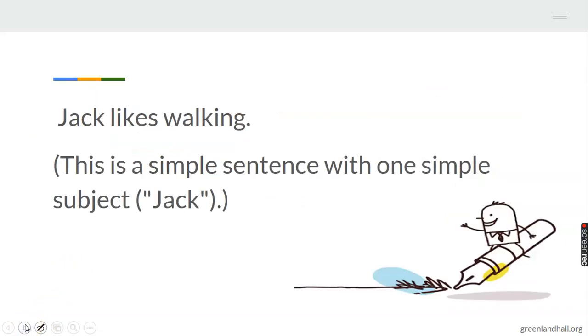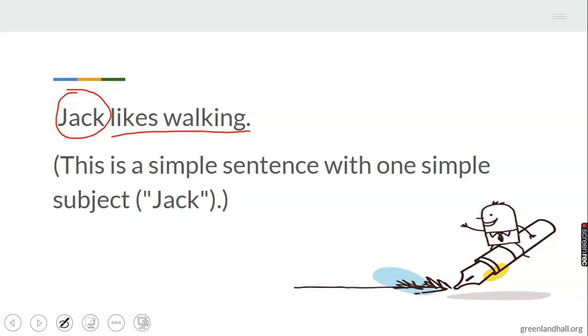Now we can see an example. Jack likes walking. This is a simple sentence with one simple subject. What's the subject there? Just Jack. Now, likes walking is just talking about what he does. Who can spot out our doing word there?